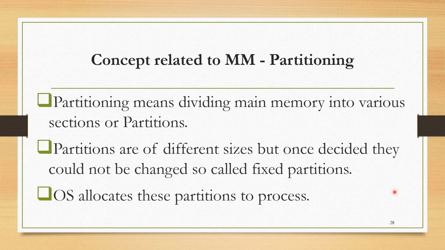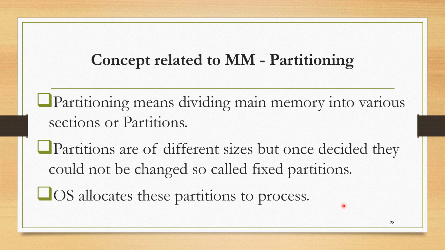That is, when the memory system is installed, at that time it's fixed. They decide what is the partition of the memory. That's called fixed partition. Partitioning means dividing main memory into various sections or partitions. Partitions are of different sizes, but once decided, they cannot be changed. So it is called fixed partition. The system always allocates this partition to processes.